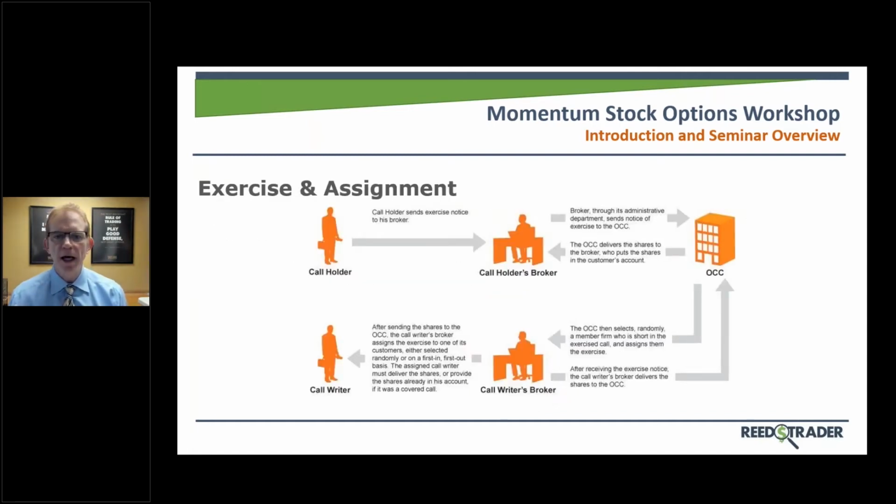So let's talk about exercise and assignment. In an exercise, if you are the holder of the option, you notify the seller of your intention to exercise. And when you exercise, you now are going to take on the obligation of buying if you own a call or selling if you own a put. And the seller of the option has always had the obligation. It is now time for him or her to fulfill that obligation. So if you bought a call and you exercise, the seller of the call now has to fulfill his obligation by delivering the underlying to you at the specific terms you agreed to.